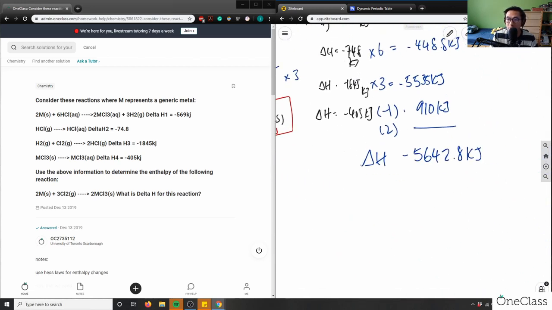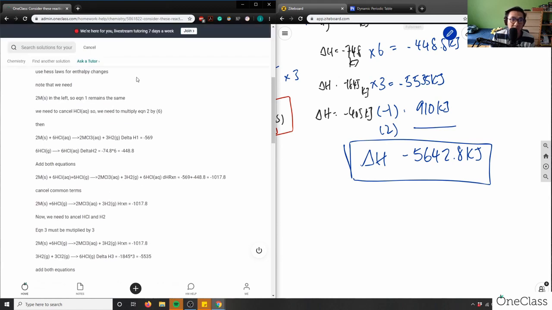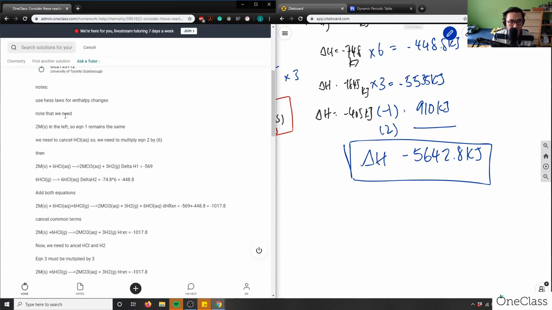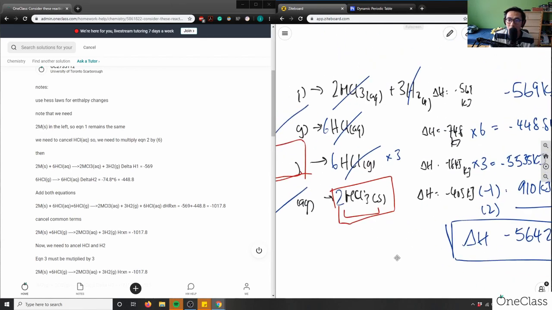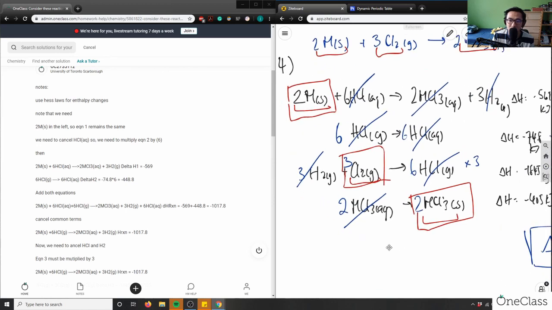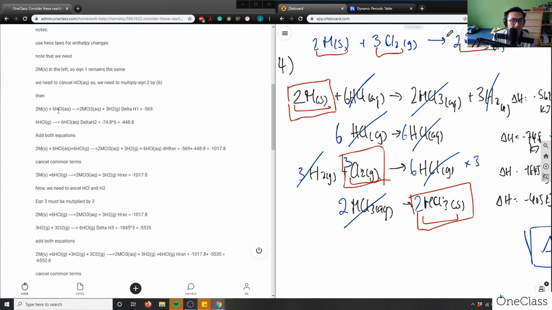So this was our answer here. Let's look at our solution. It's a very, very long solution like I did before. They said to use Hess's law for enthalpy changes. So equation 1 remains the same. Good. We need to cancel out HCl, so we have to multiply the equation by 6, and that's what they did here. Then they would get this here. They add both equations to get this. We cancel out common terms, cancel HCl and H2.